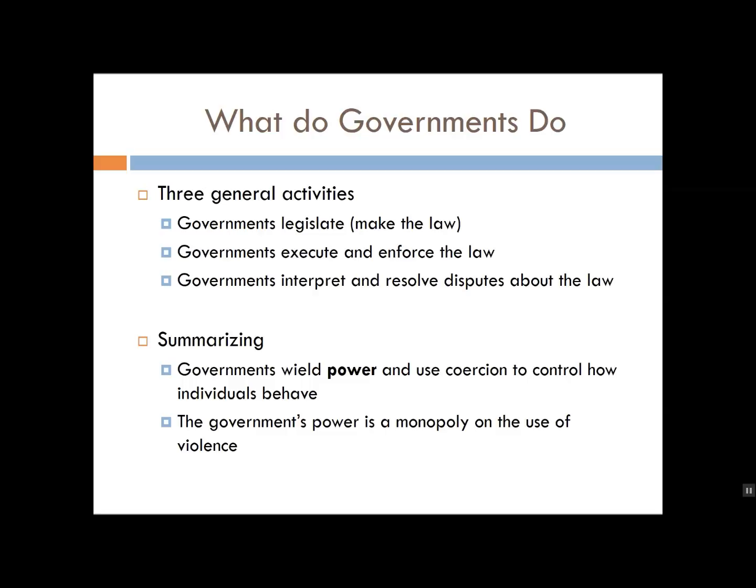First, they legislate. If you don't know, to legislate is to make laws. Governments create the rules that we have to follow. They tell us what we can and cannot do, as well as when, where, and how we can and cannot do it. Second, governments use coercion and violence to execute and enforce the law.